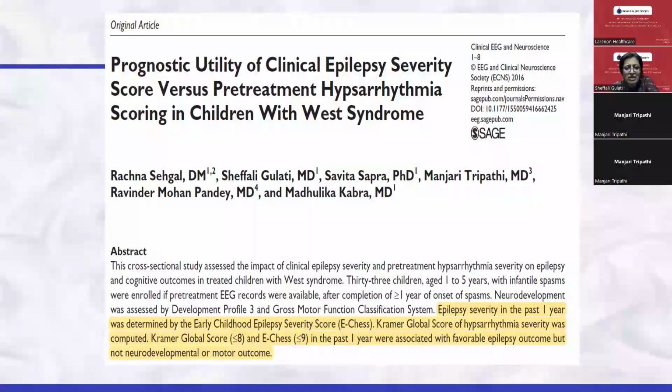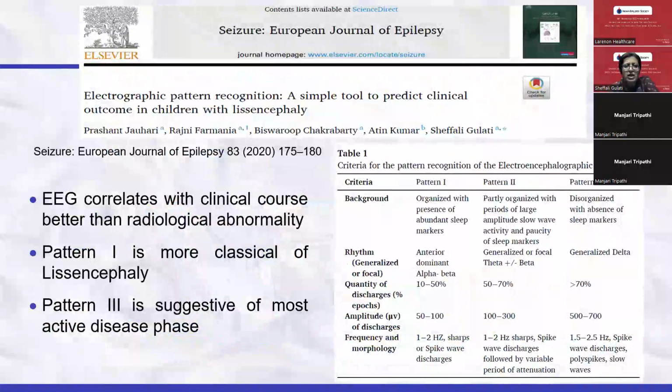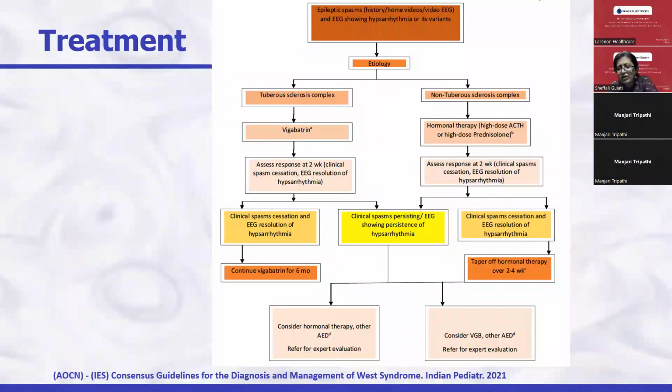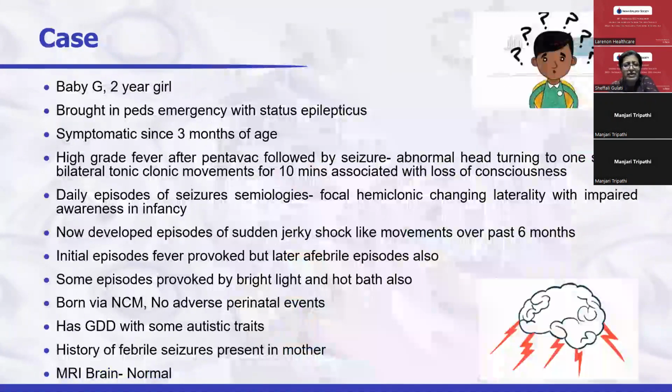We had studied the prognostic utility of the Kramer global scale of hypsarrhythmia and found that we could predict epilepsy outcome and neurodevelopment, but not the neurodevelopmental outcome with the help of the Kramer global scale as well as EHS in West syndrome. In lissencephaly patients, we had tried to correlate the EEG correlates with the clinical response, the electrographic pattern recognition in lissencephaly in pattern 1, 2, and 3. And we found pattern 1 was of more classical lissencephaly, and that could predict. We will not go into detail about the West syndrome, but yes, you have to give ACTH or steroids or vigabatrin, specifically if it's associated with tuberous sclerosis.